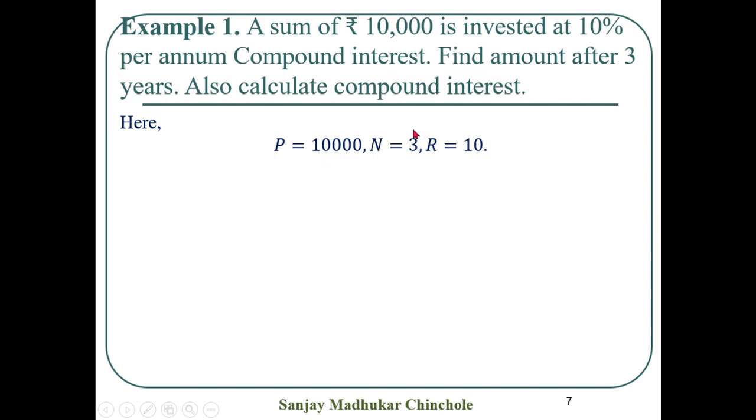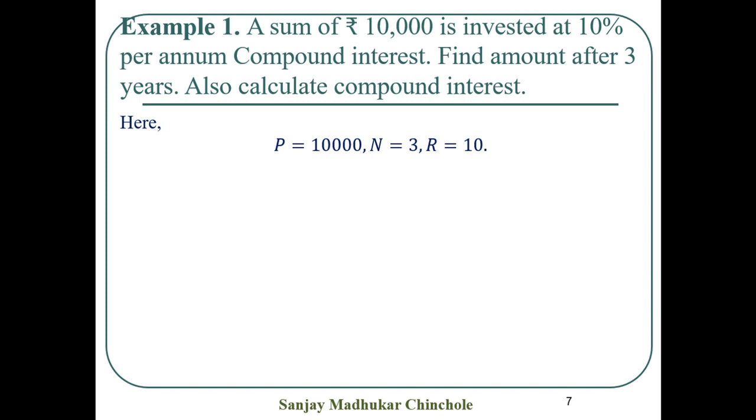So the number of years n is equal to 3, and the rate of interest is given 10% per annum. So r is equal to 10. As here we have no information whether the compound interest is compounded annually, semi-annually, quarterly or monthly, by default we have to consider that the compound interest is compounded annually.